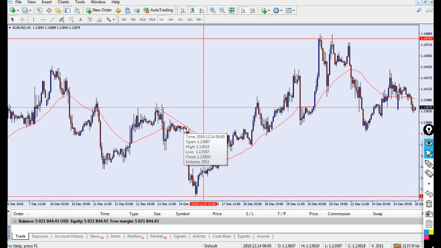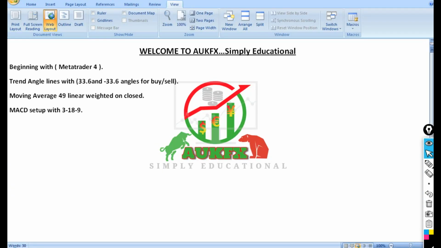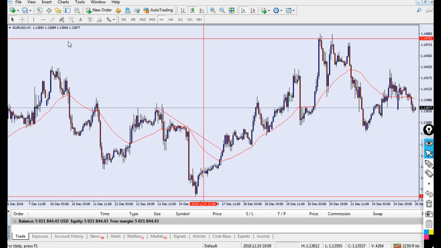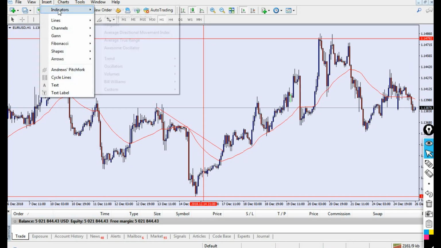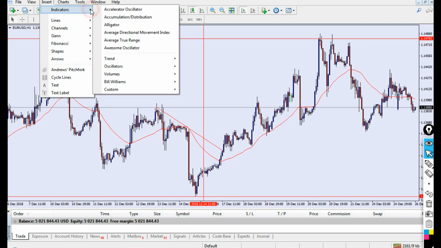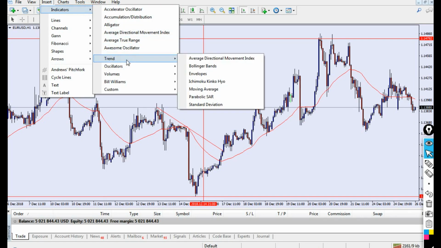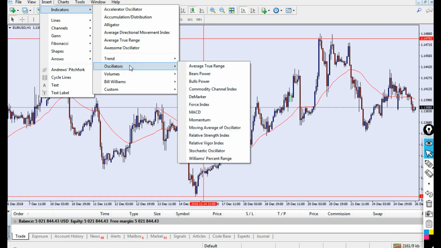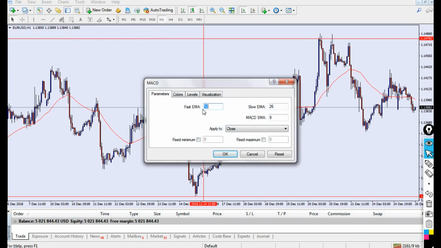Now there is a strategy here. There is a strategy of combination of your trend line, your moving average, and now the third indicator which we mentioned in our progress, that is MACD setup. MACD setup we take 3-18-6 setting. So in MetaTrader 4 you go for another insert indicator, and then you go for MACD, that will be in oscillators. This is your MACD. You take fast EMA, slow EMA, and the MACD SMA.